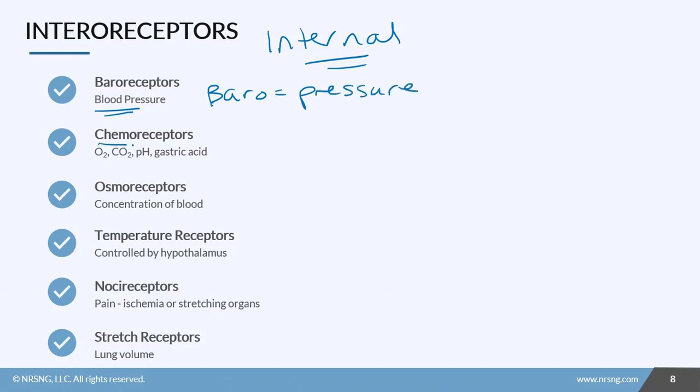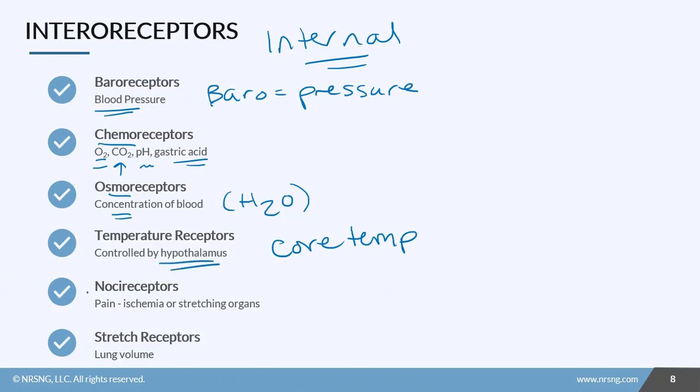So chemoreceptors respond to chemical changes in the blood or body fluids. So this would be something like a lack of oxygen, too much CO2, changes in your pH, or possibly changes in your gastric acid concentration. The chemoreceptors will pick that up and send that signal to the brain. Now, osmoreceptors detect concentration of the blood. So basically, they're looking at how much water is in there. Is there enough water? Is there too much water? Temperature receptors are going to be able to detect our internal body temperature. So we're talking about core temp here. And they're going to send that signal to the brain, and our temperature is controlled by our hypothalamus.